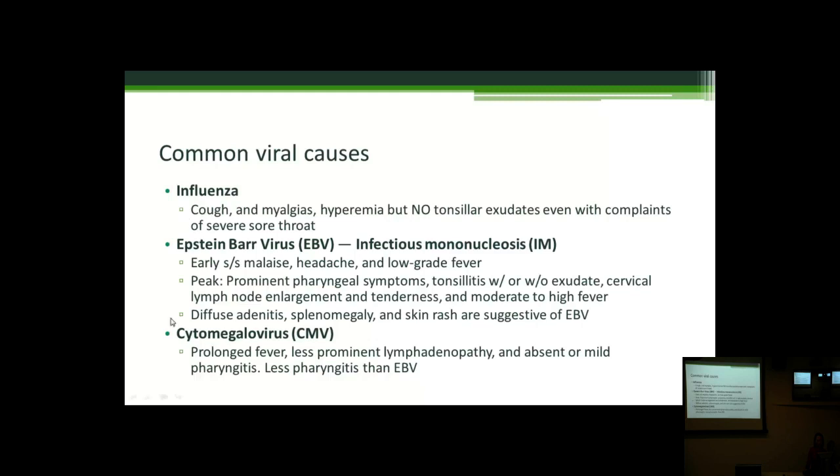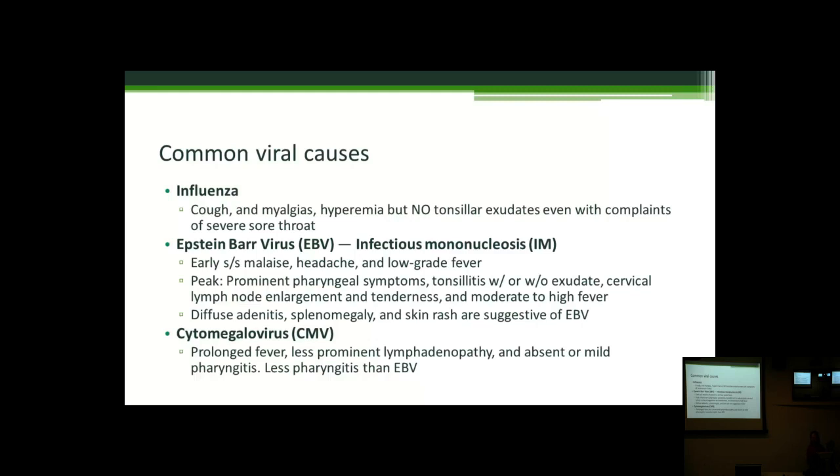Epstein-Barr virus, also commonly called infectious mononucleosis. Typical early symptoms are severe malaise, headache, low-grade temperature. As it peaks, they start to develop more pharyngeal symptoms, and they may often have severe engorged, inflamed tonsillitis, with or without the exudate, severe lymphatic or cervical lymphadenitis and enlargement, severe tenderness around the head and neck area.